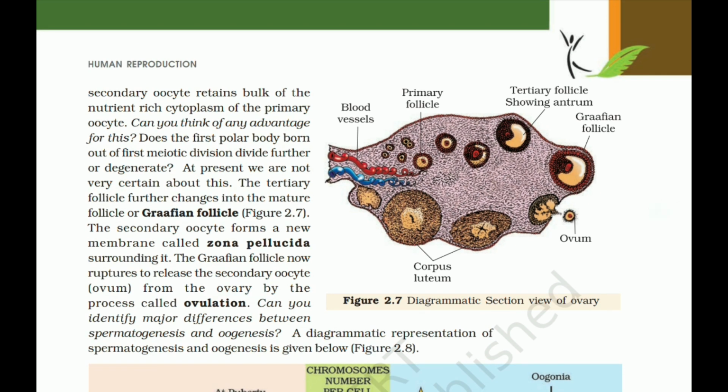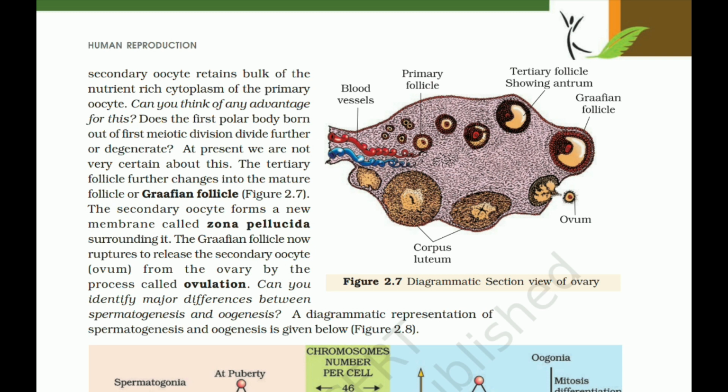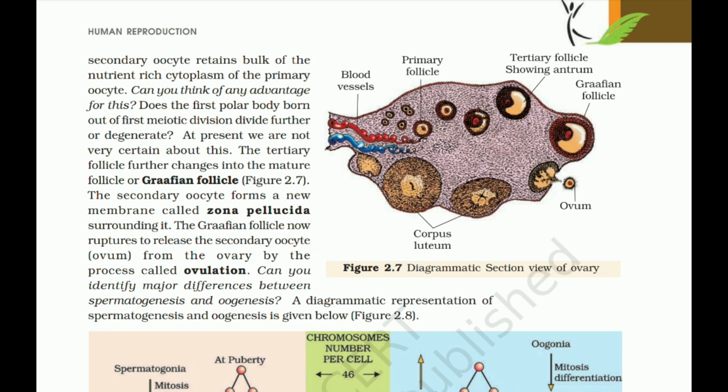Can you identify major differences between spermatogenesis and oogenesis? A diagrammatic representation of spermatogenesis and oogenesis is given below, figure 2.8. Figure 2.7, diagrammatic sectional view of ovary, blood vessels, primary follicle, tertiary follicle showing antrum, Graafian follicle, ovum, corpus luteum.